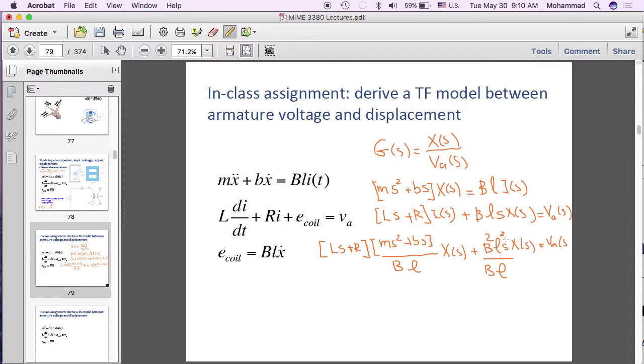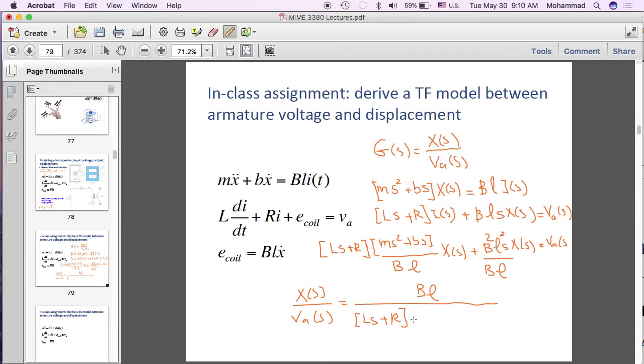And then we can now go ahead and write a ratio. So we are looking for a ratio of X of s in the numerator over VA of s in the denominator. So B times L goes into the numerator of the resulting ratio. In the denominator, we'll have LS plus R.